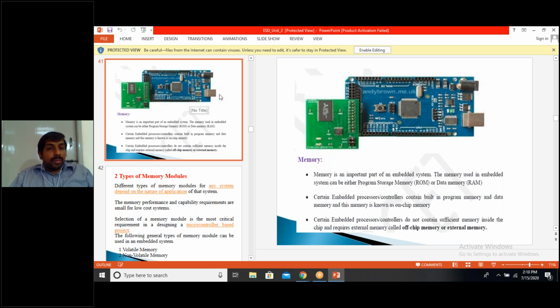If all program memory and data memory is part of your embedded system, that memory is called on-chip memory. If they do not contain sufficient memory and you are connecting an external memory, it is called off-chip memory. Your embedded system components and peripherals can be on a single board, or they can be part of separate boards that are connected together in your system. In such a case, that type of memory is called off-chip or external memory.